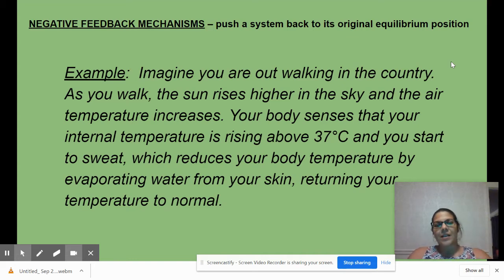Your body senses that your internal temperature is rising above that 37 degrees, and you start to sweat, which reduces your body temperature by evaporating water from your skin, returning your temperature to normal. Okay, and you live in this example.